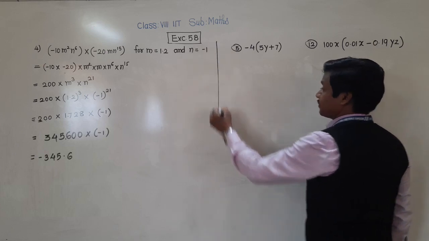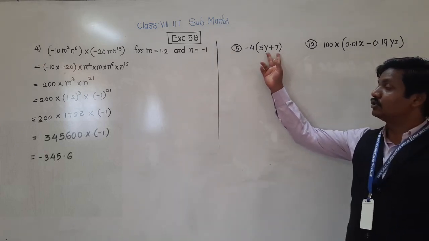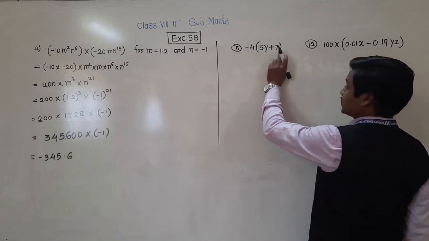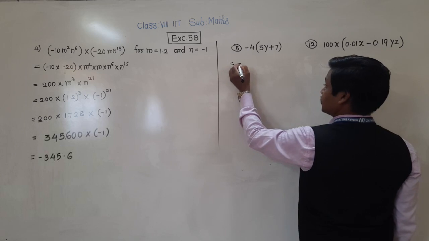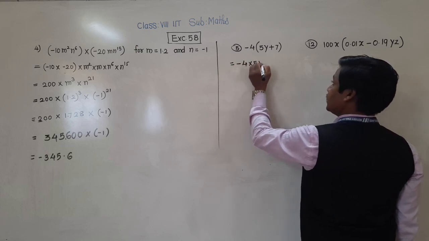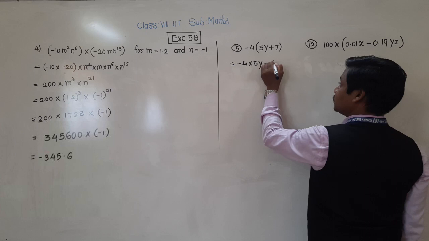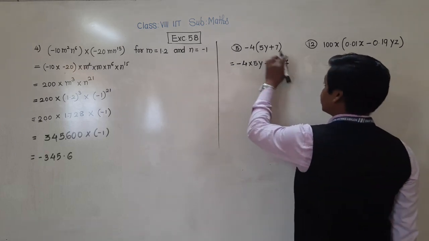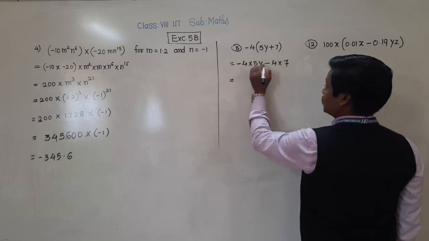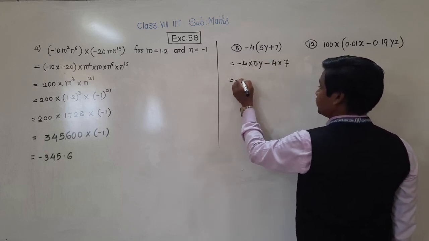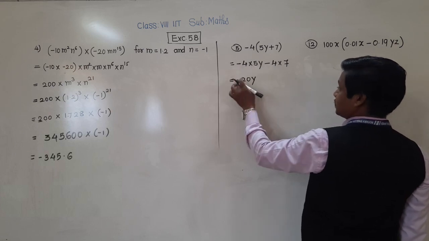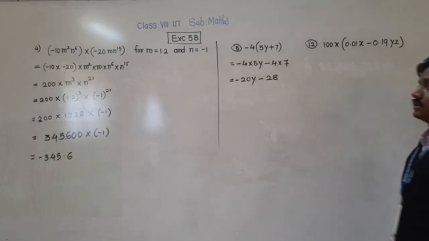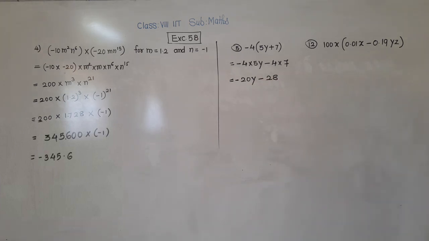The next, example number 5. Here it is multiplication of a polynomial by a monomial. So minus 4 into 5y plus 7. So it will be distributed this way: minus 4 into 5y plus minus 4 into 7. So minus 4 into 5y, 5 4s are 20, minus 20y, minus plus minus, minus 4 7s are 28. Okay, minus 20y, minus 28. Understood?